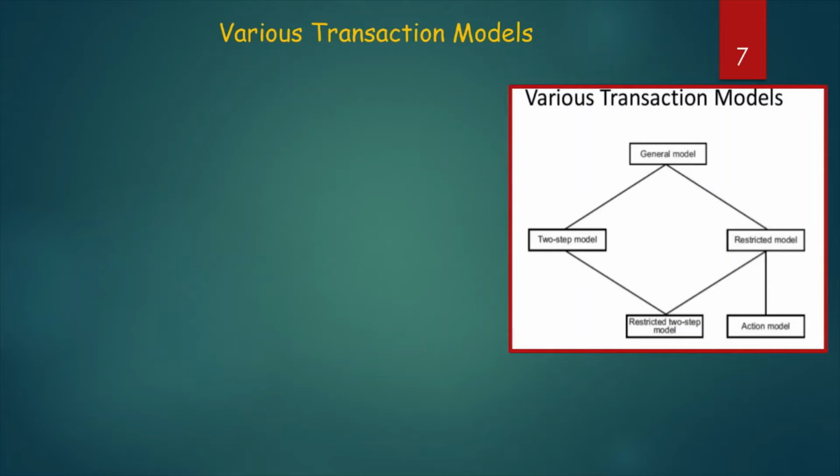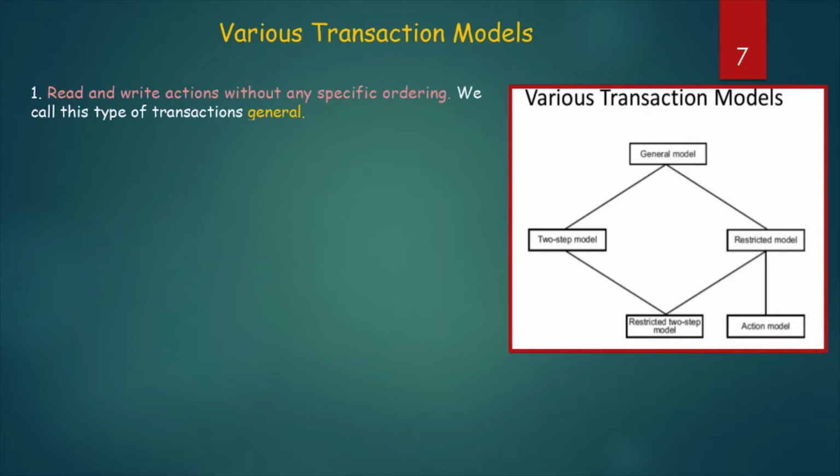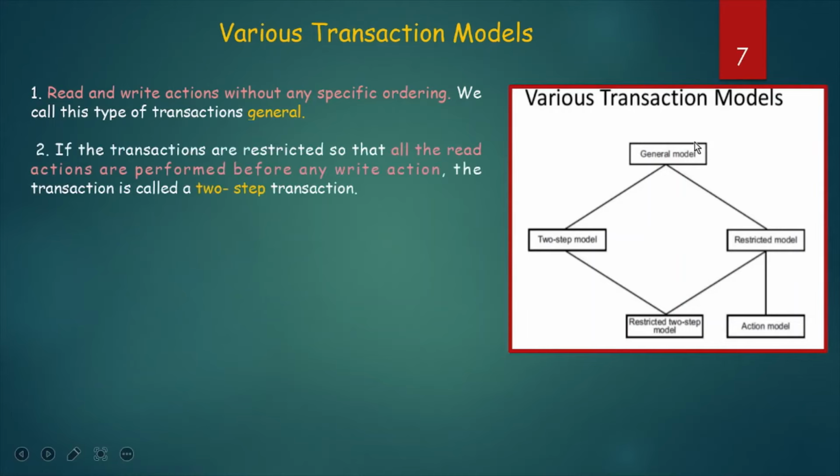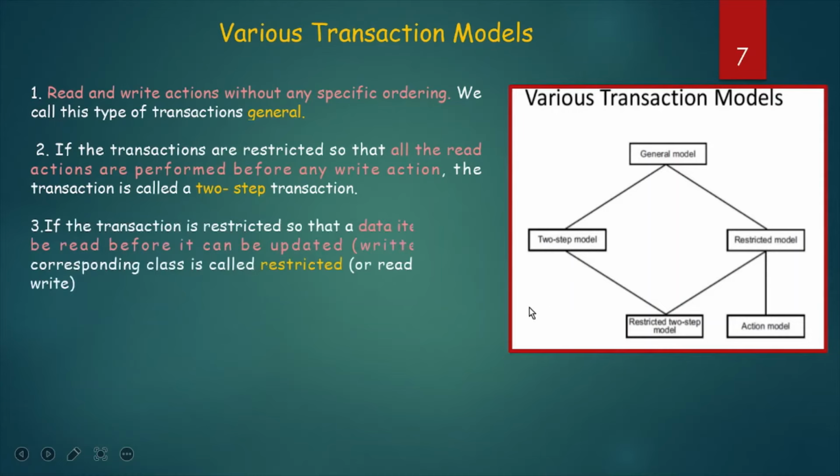Now, our next topic is various transaction models. First, the general model. When read and write actions are performed without any specific ordering, then that type of model is called the general model. Next, the two-step model. If the transactions are restricted so that all read operations are performed before any write operation, then that model is called the two-step model.